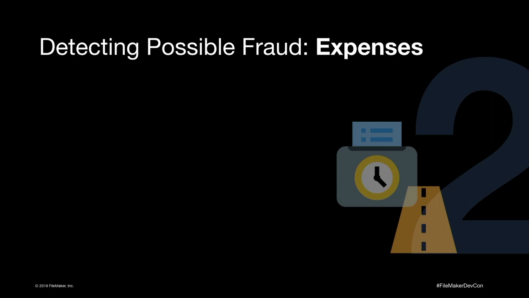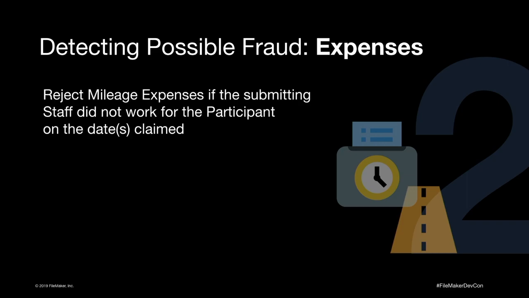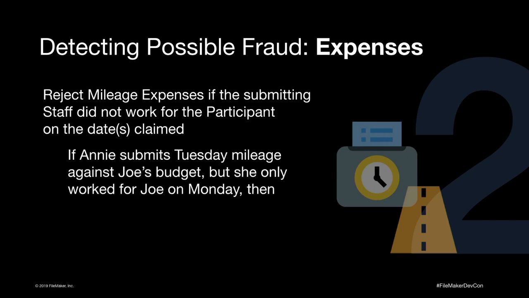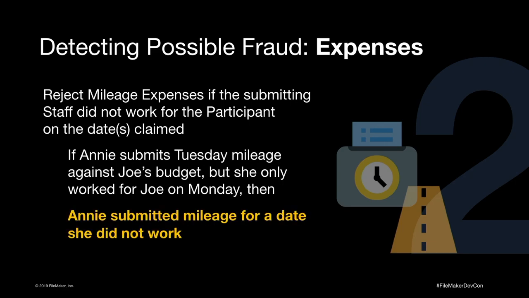So for step 2, we'll tell the story about detecting possible fraud in mileage expenses. And we'll do that first by describing the expected result, which is to reject mileage expenses if the submitting staff did not work for the participant on the dates claimed. Then we'll share an example. So if Annie submits Tuesday mileage against Joe's budget, but she only worked for Joe on Monday, then we'll share our conclusion, which is that Annie submitted mileage for a date she didn't work. And of course, going back to our original, we're going to reject it as a result of that.